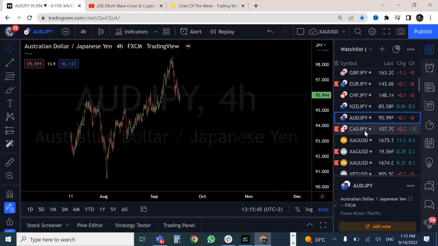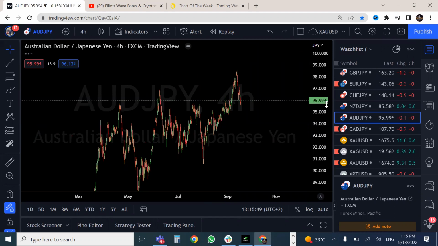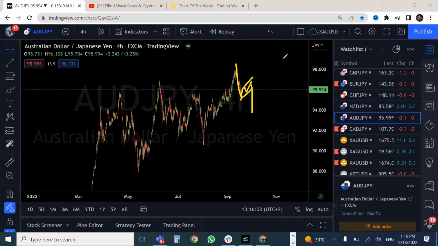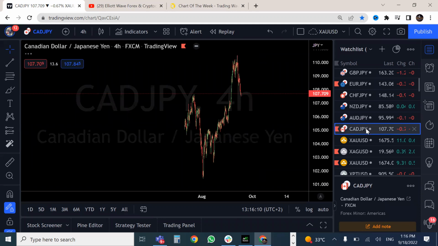Similarly, we've got CAD yen as well. So if you look at CAD yen, it has made what looks like a 3-wave move to the upside. So in line with what you're anticipating on New Zealand yen and the rest of the yen pairs, just a pullback here before any continuation to the downside. Okay, so that is what we're going to look at. We're going to take it one move at a time on AUD yen, CAD yen.